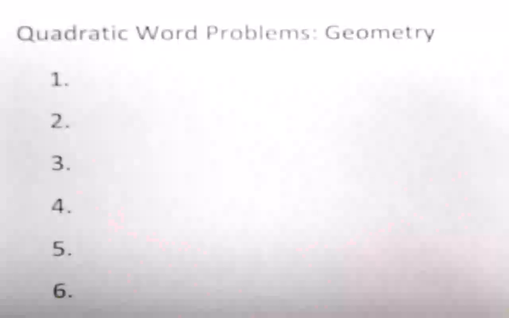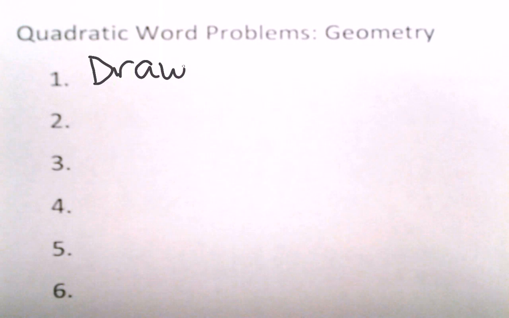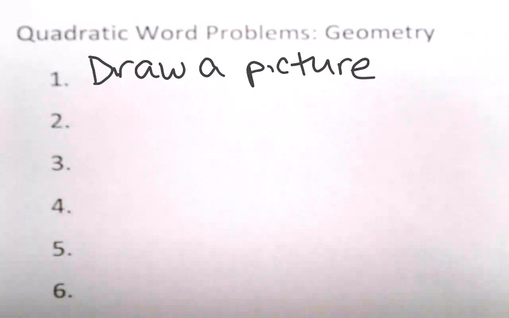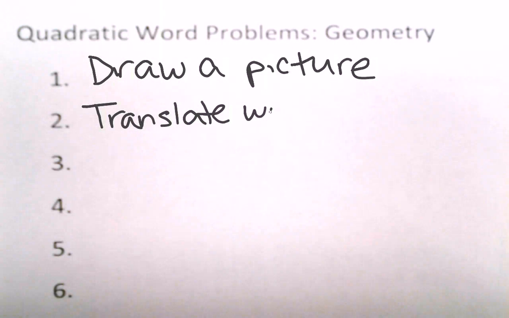Now we're going to learn how to do quadratic word problems. Our first step is going to be to draw a picture if it gives us something like a rectangle or a triangle. We need to draw a picture first. Then we're going to read the problem and translate words into algebra. Translate words to algebra.